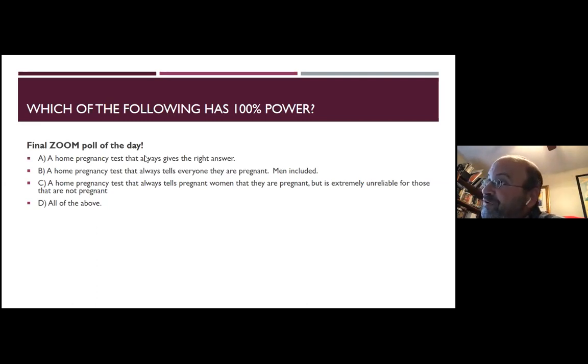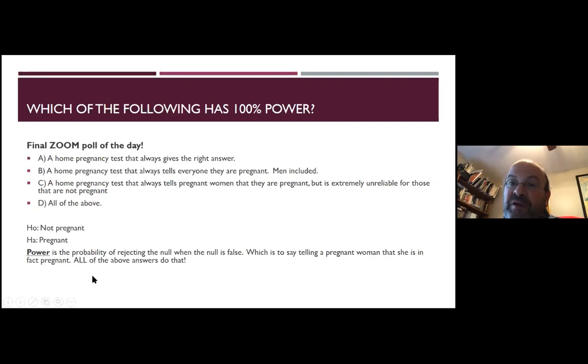100% power implies that we always reject a false null. So let's think this through. This is a very big idea. The null hypothesis needs to be that we are not pregnant. I think we can all agree that the status quo for the huge majority of people walking the earth is that we are not pregnant.